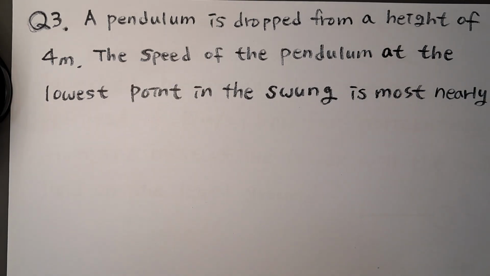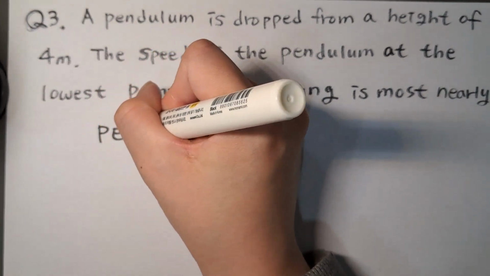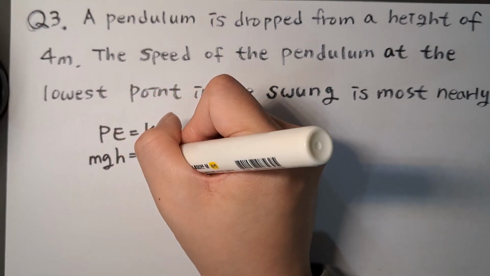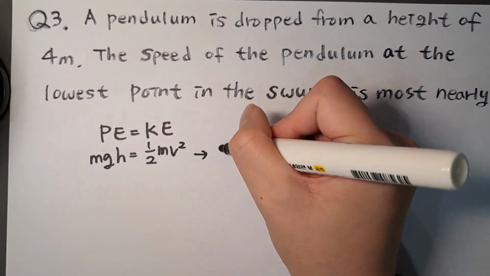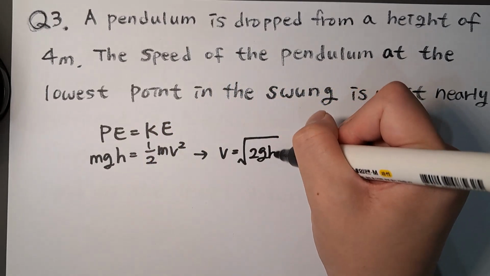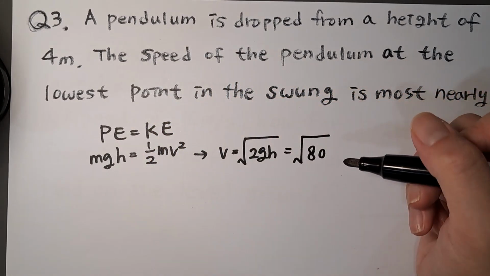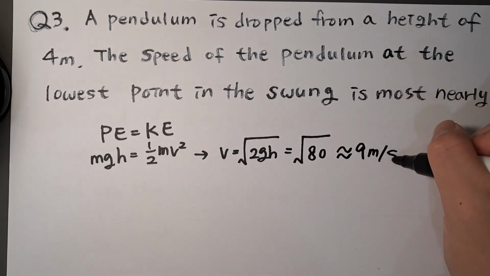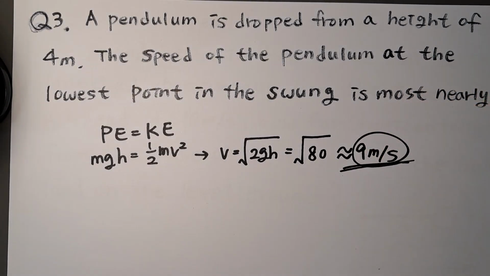A pendulum is dropped from a height of 4 meters. The speed of the pendulum at the lowest point in the swing is most nearly? So the potential energy is going to be the same as the kinetic energy. So the speed is going to be 9 meters per second.